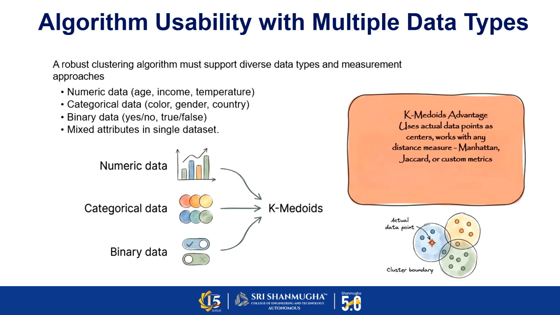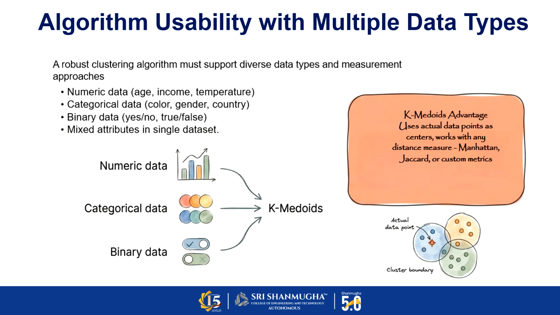Categorical: color, gender, country, blood group. Binary: always two values. Yes, no. True, false. Infected, not infected. Mixed attribute means a single data set containing all of the above. That is mixed. Okay, K-medoids, an algorithm that handles mixed data.